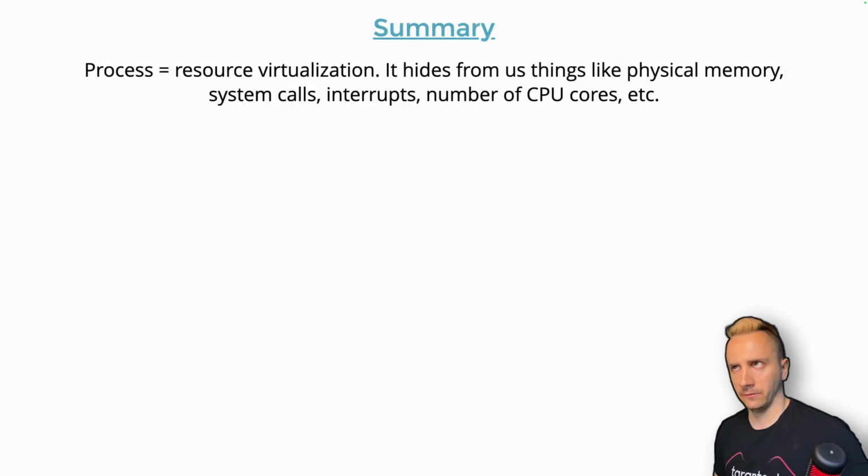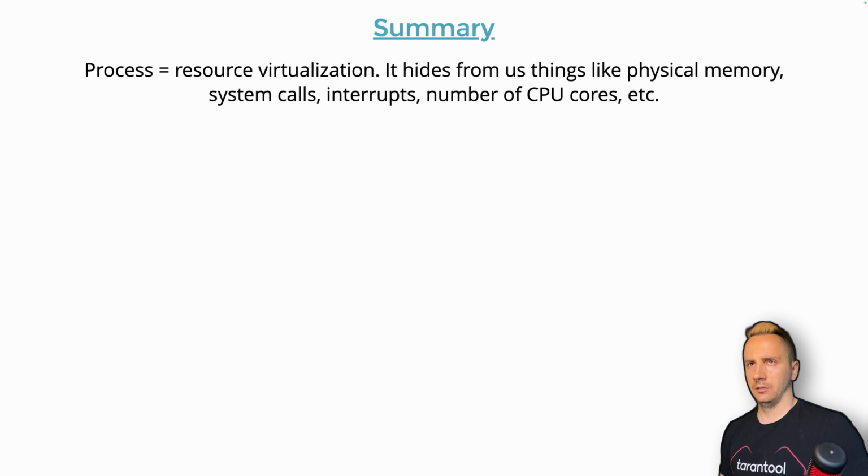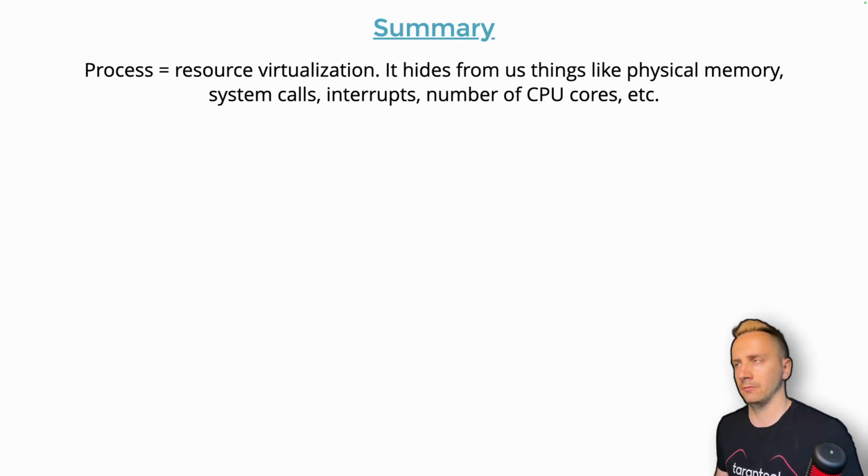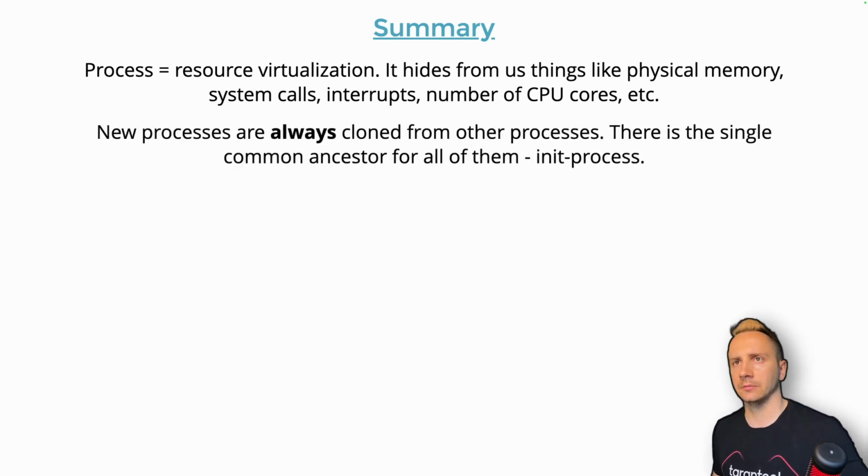Let's summarize what we have learned today. We first saw that the process is a resource virtualization mechanism. It hides from us things like physical memory, how it's organized, what its size is, what its physical nature is. It hides from us system calls, the presence of the kernel, the interrupts, the number of CPU cores, and so on. We're completely isolated and don't know anything about the hardware of the environment, by default at least. This was the idea.